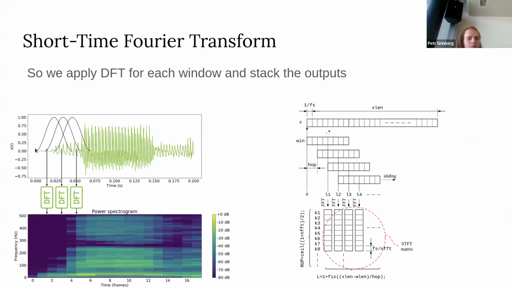So basically, you go with these windows through your signal, calculate the discrete Fourier transform, and stack columns with this discrete Fourier transform. Maybe the picture on the right is cleaner. So you have your sequence, you have some windows with some hop size here, and you stack these windows into Fourier transform arrays, which will create a matrix.